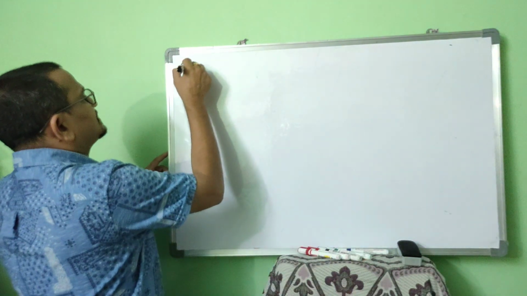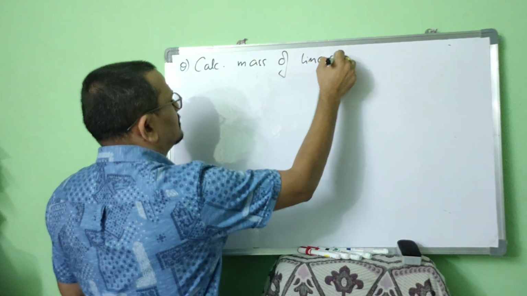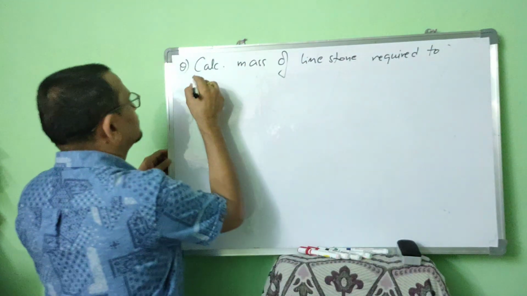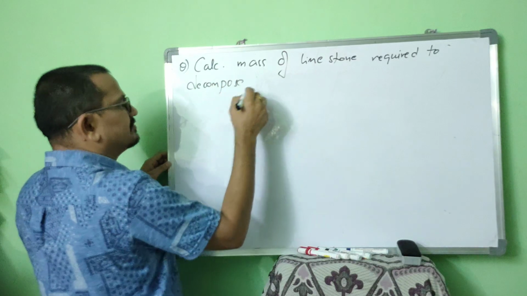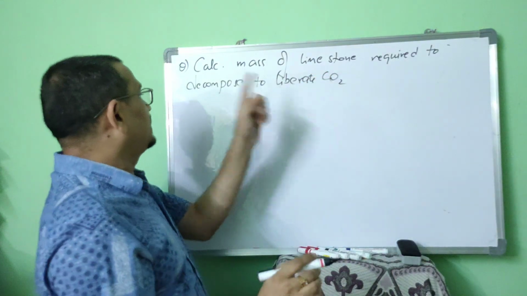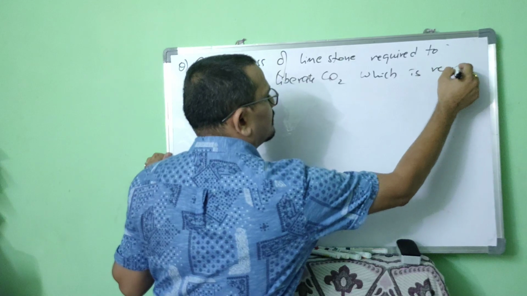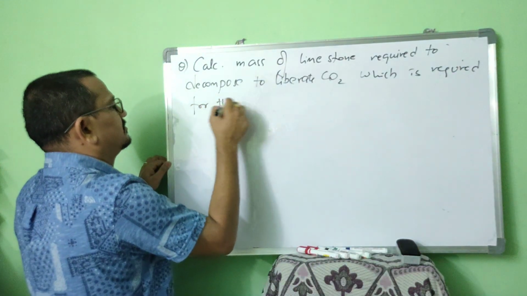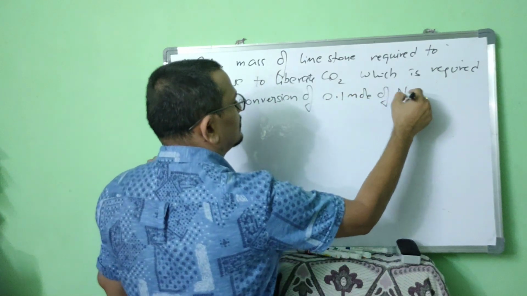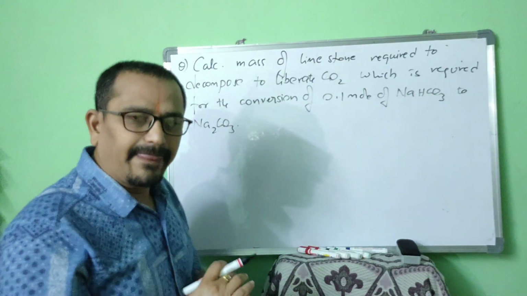Now our next question is: calculate the mass of limestone required to decompose to liberate CO2, which is required for the conversion of 0.1 mole of sodium bicarbonate to sodium carbonate. This is the question given.